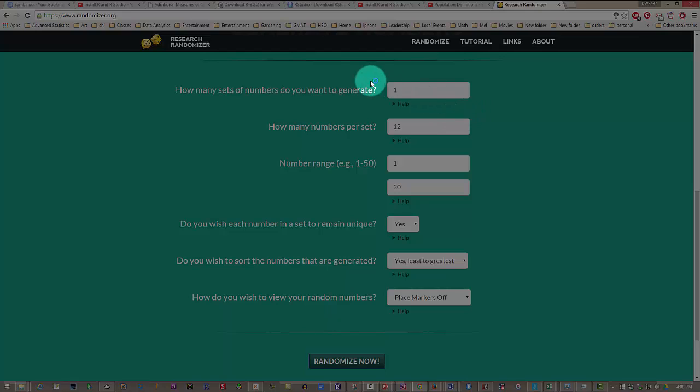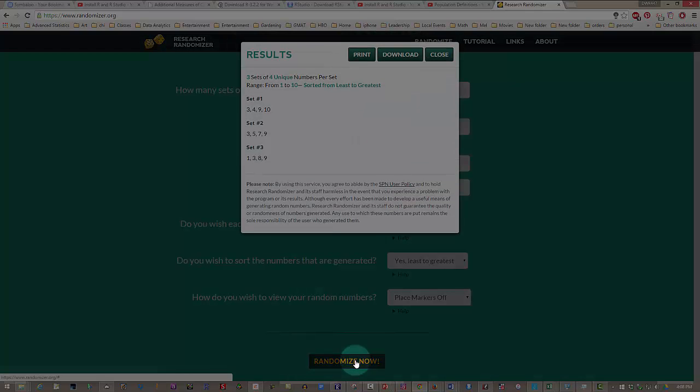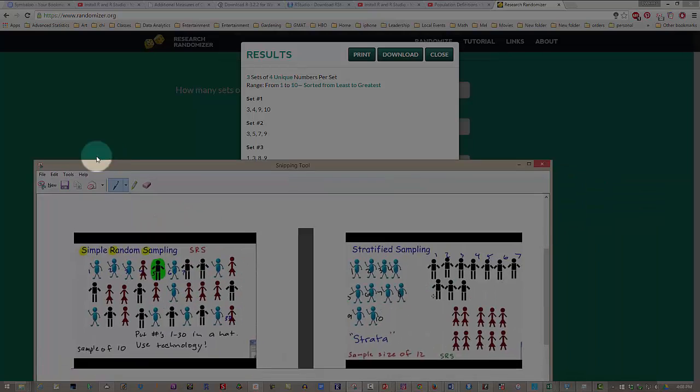Okay, so if I were doing this for a stratified sample, in this case I want 3 groups, and I want 4 in each group, so I'll still have a total sample size of 12. And I have 10 people in each group. I can go ahead and, I want them unique. I can still sort. So now I have 3 groups.